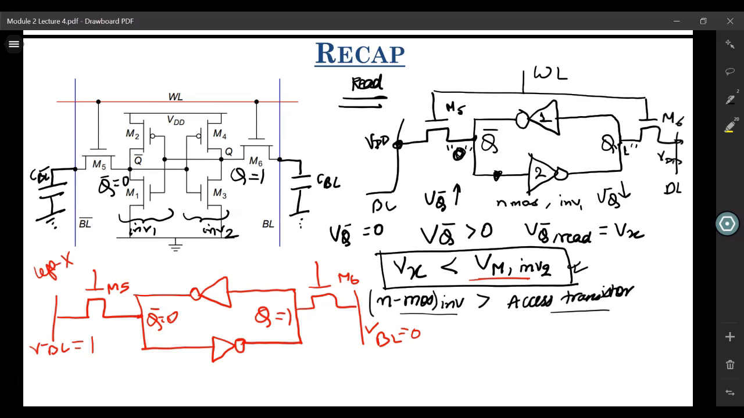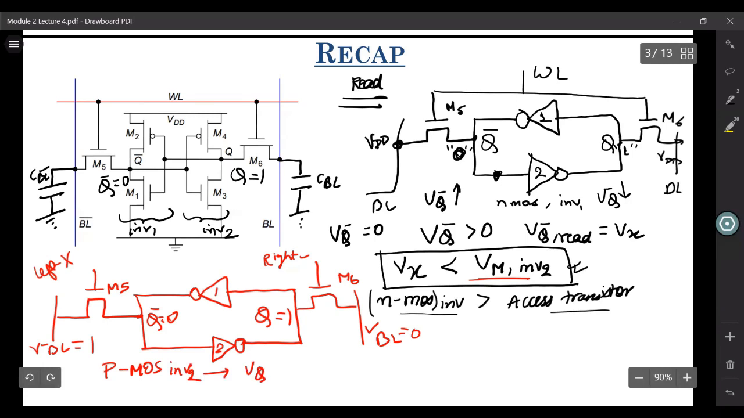How can we flip the contents? We have to size our other, like the pull-up M4 and the access transistor, so that we are able to flip it from the right. So how do we flip it from the right? On the right hand side, if you look at this, you have this PMOS of inverter 2 pulling this node VQ towards VDD. And you have this access transistor M6 pulling this VQ towards ground.